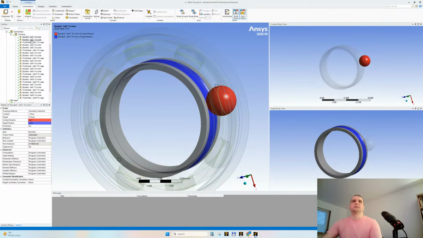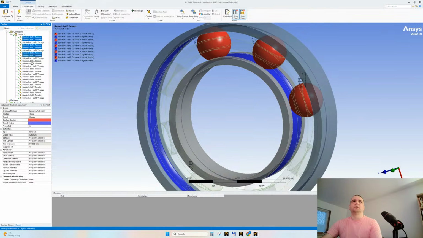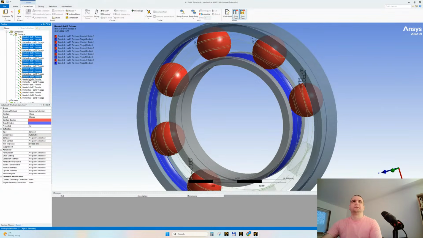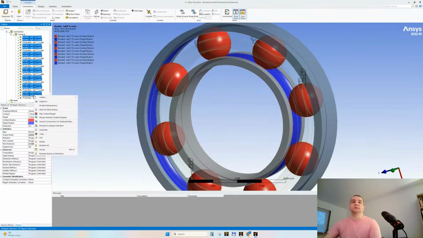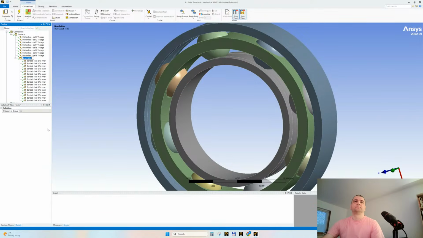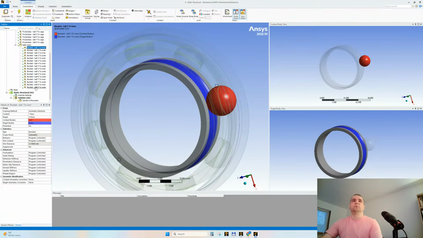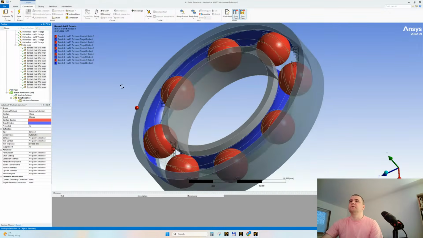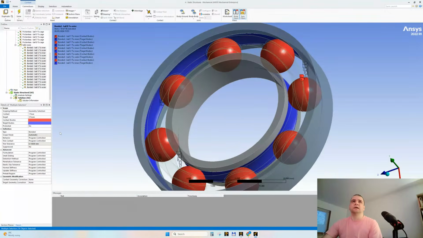So this being said, I would like to group all these contacts in a separate folder because we'll change their properties often, I think. So group: balls and races. All right. It will be easiest to select them. So with Shift and Control pressed, we have all these contacts.